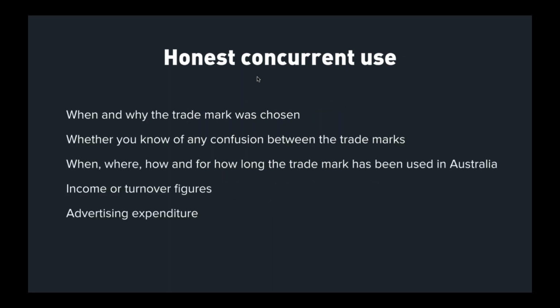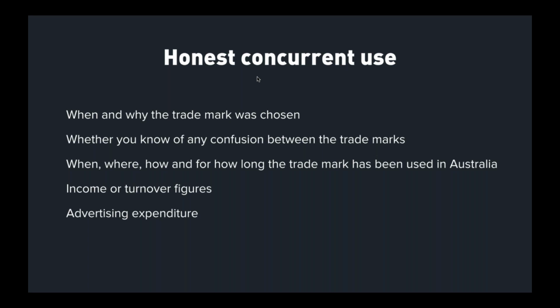Following on from the previous slide, this slide lists the kind of information that you should aim to include when providing evidence of honest concurrent use. To prove honest concurrent use, your declaration should include a brief history of the trademark with further details about when the trademark was chosen and why you chose it. You should also give information regarding whether you knew about the earlier trademark when you chose your trademark.